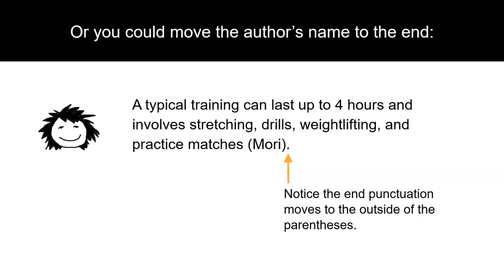Or there's a different way that you could do it. You could move the author's name to a parenthetical citation at the end. So here is the same sentence, we just didn't lead into it with our own words. And I have the author's last name in parentheses at the end of the paragraph. And notice that we have a period not at the end of the sentence, but at the end of the citation. The end of the citation is considered the end of the sentence.